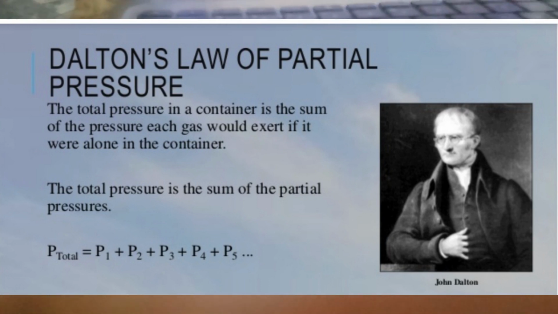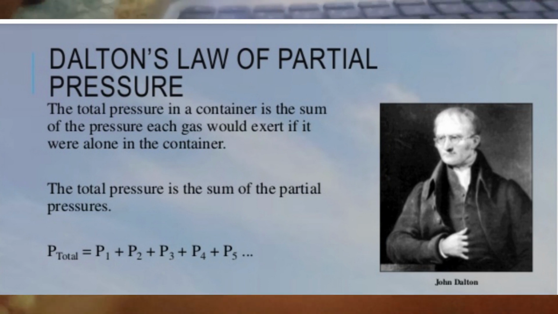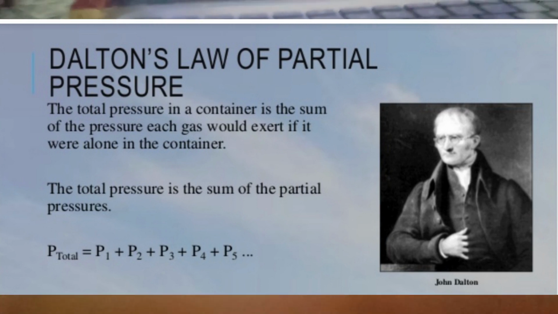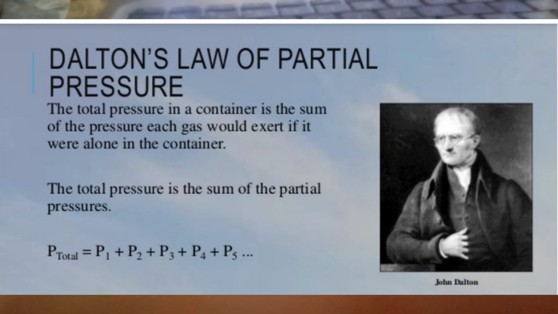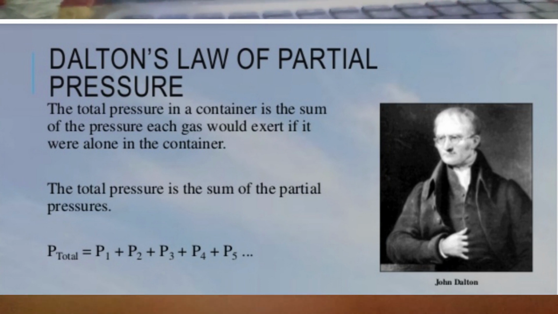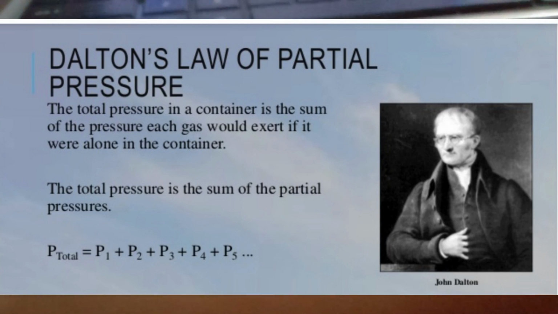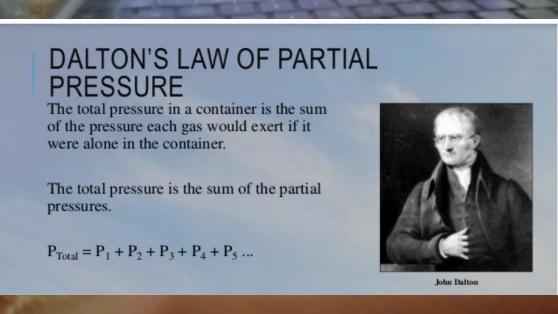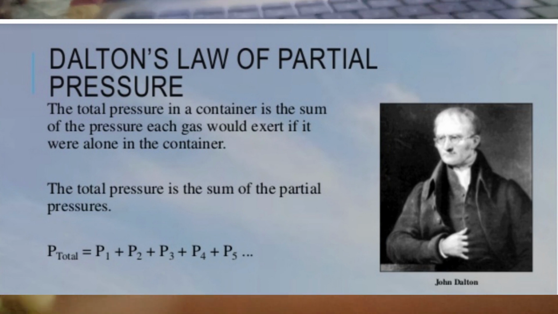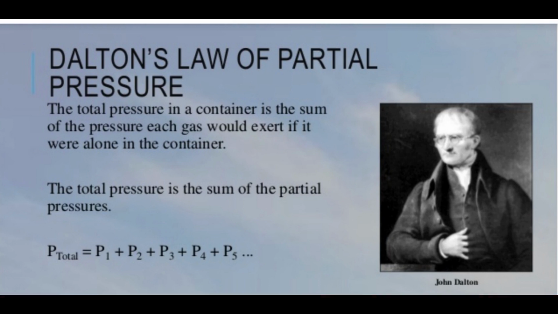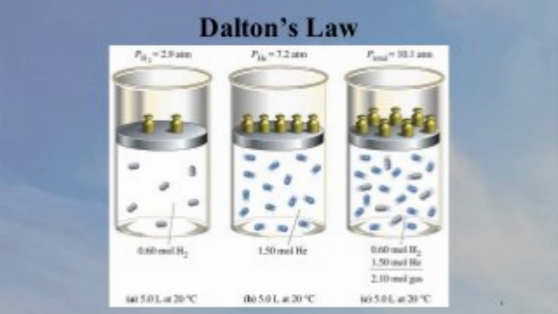Mathematically, this law can be stated as P total is equal to P1 plus P2 plus P3 plus P4 plus P5 etc., where P total is the pressure of mixture while P1, P2, P3, P4 and P5 are partial pressures exerted by individual gas components. We can define partial pressure as the pressure that a gas in a mixture of gases would exert on the walls of the container if it were present in that same volume under the same temperature conditions. We can explain Dalton's law by taking the example of hydrogen and helium.